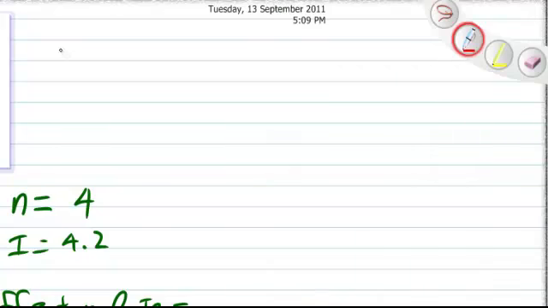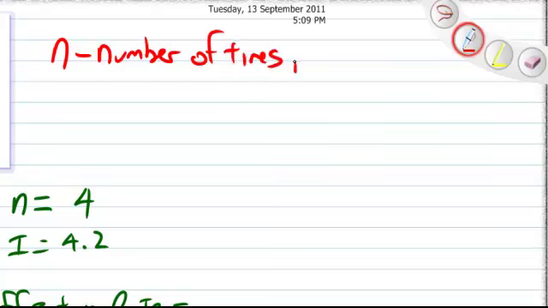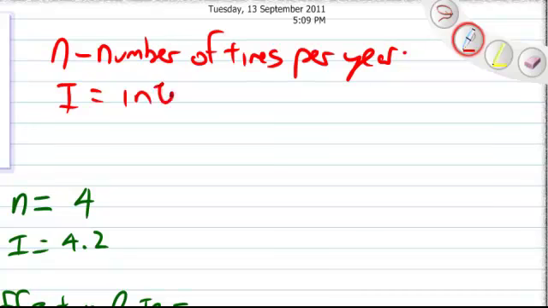So N is the number of times per year it compounds, okay? And I is just the rate. You don't have to do anything with that interest rate. So that's pretty cool. So let's go back to the calculator. Let's try it for this first one.